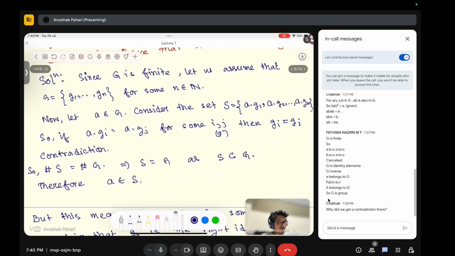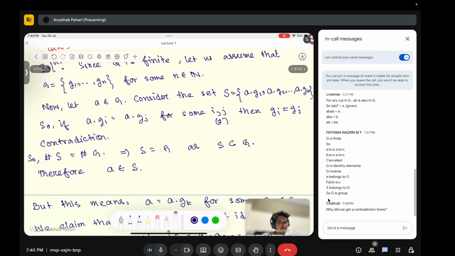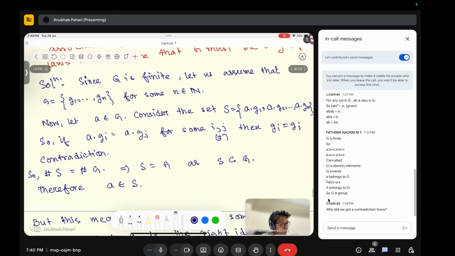Now what I have used here is the pigeonhole principle, right? That if we take a subset from a finite set and the cardinality of both the sets are equal, then they are equal, right? I think you are asking about this contradiction, right?